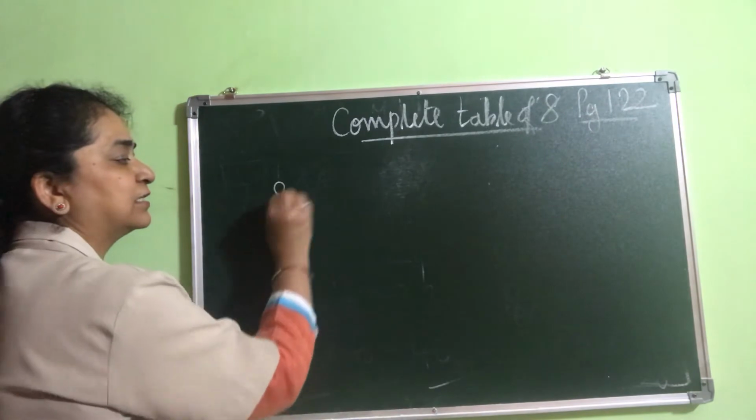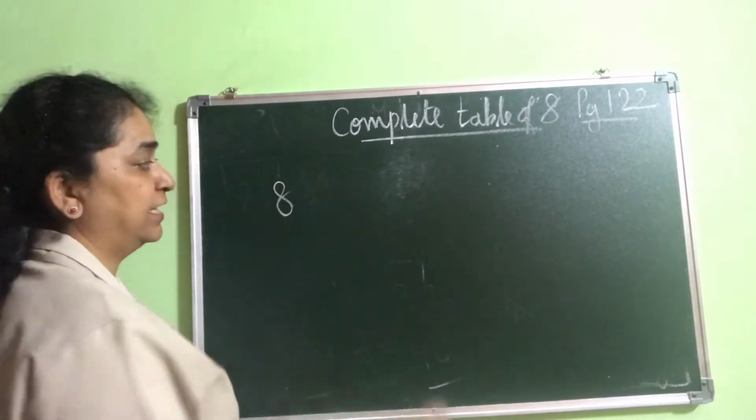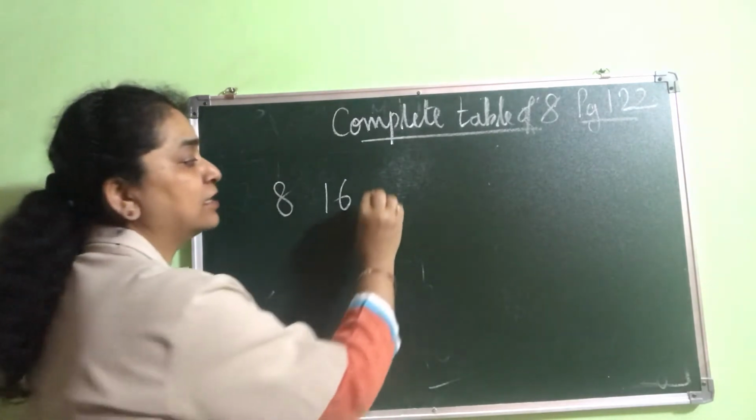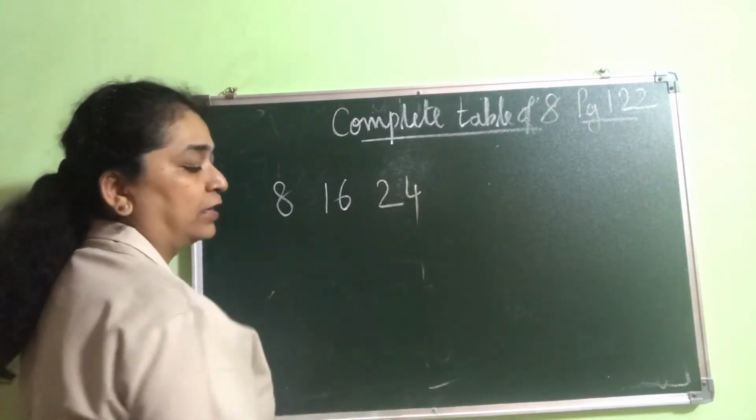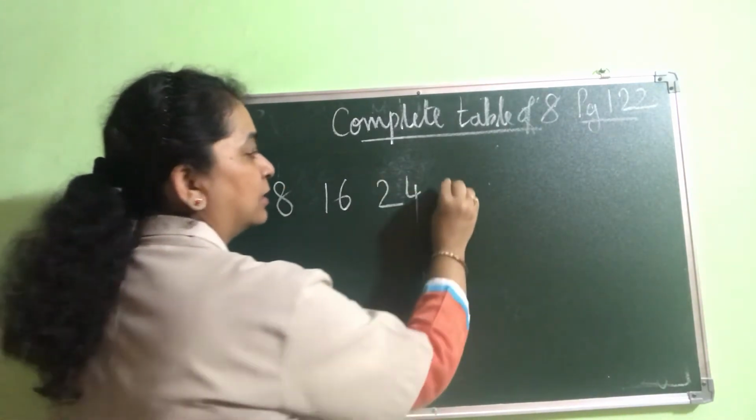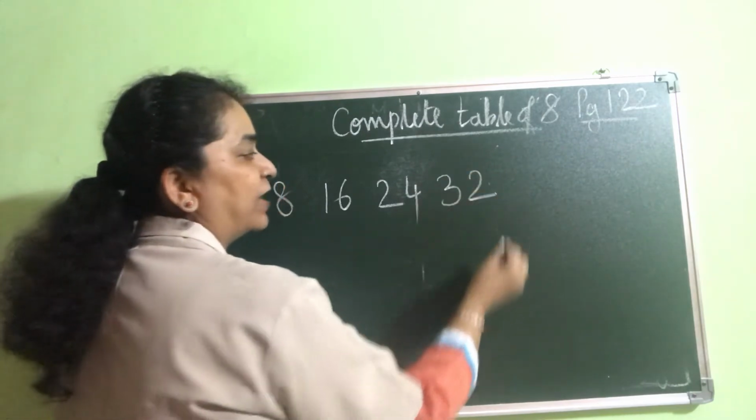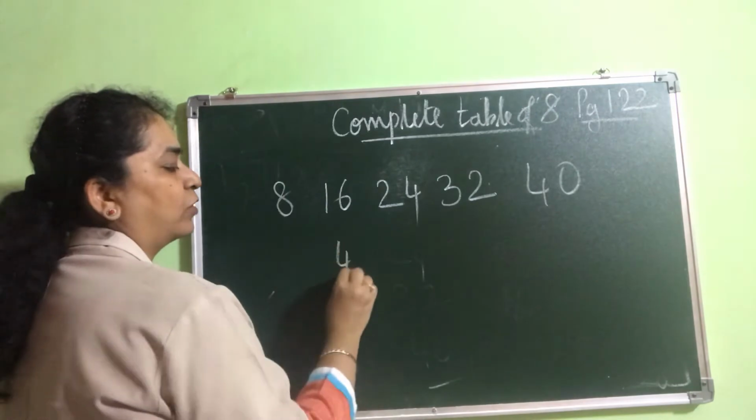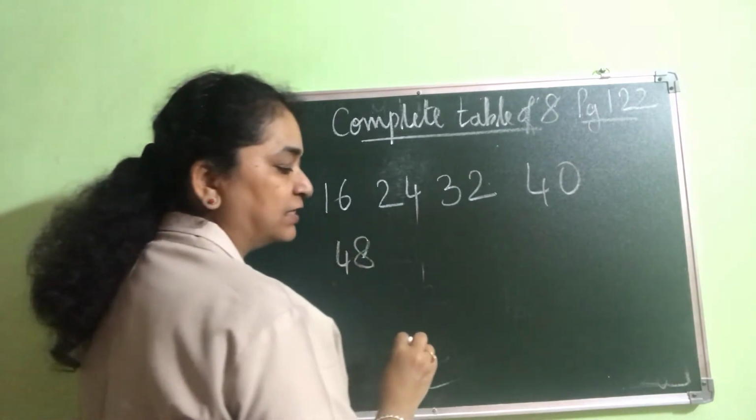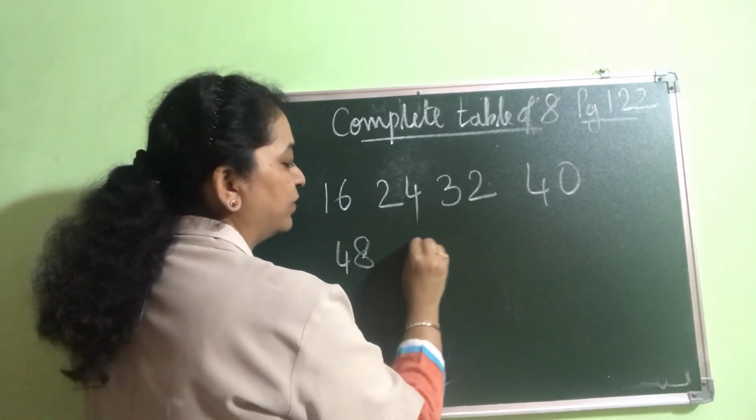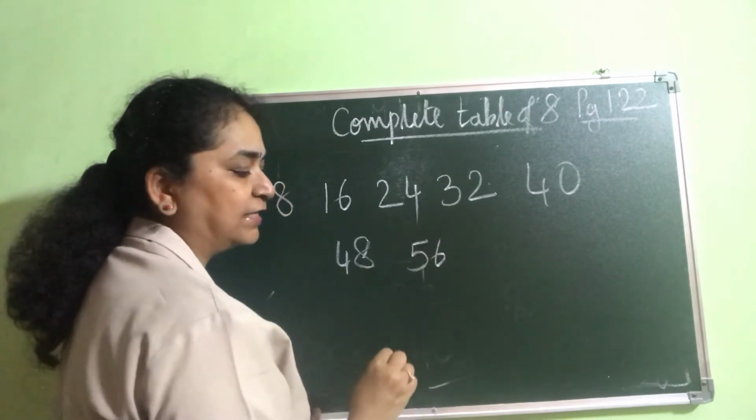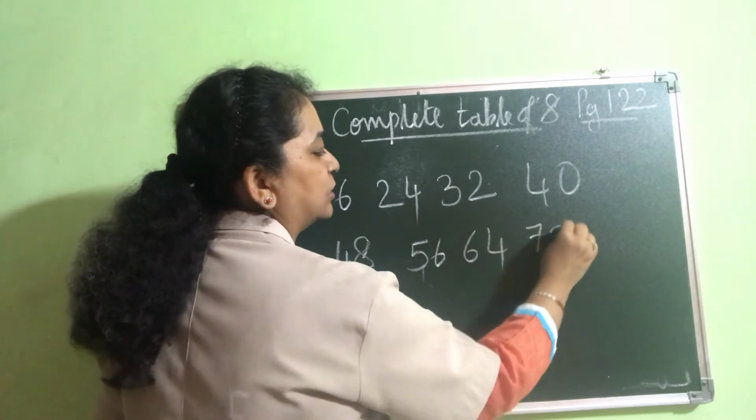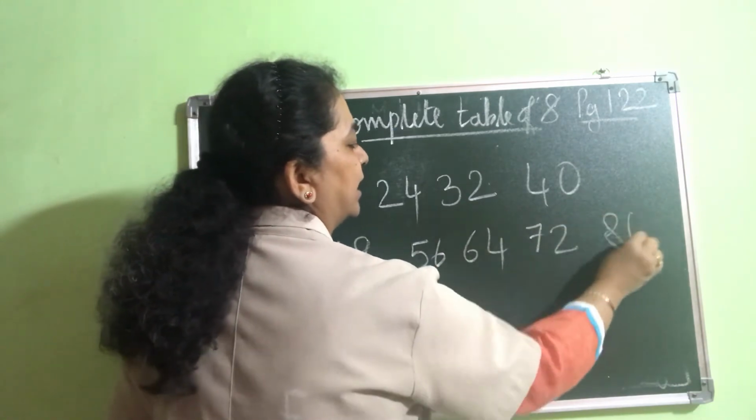First is 8. 8 ones are 8. Next, 8 twos are 16. 8 threes are 24. 8 fours are 32. 8 fives are 40. 8 sixes are 48. 8 sevens are 56. 8 eights are 64. 8 nines are 72 and 8 tens are 80.